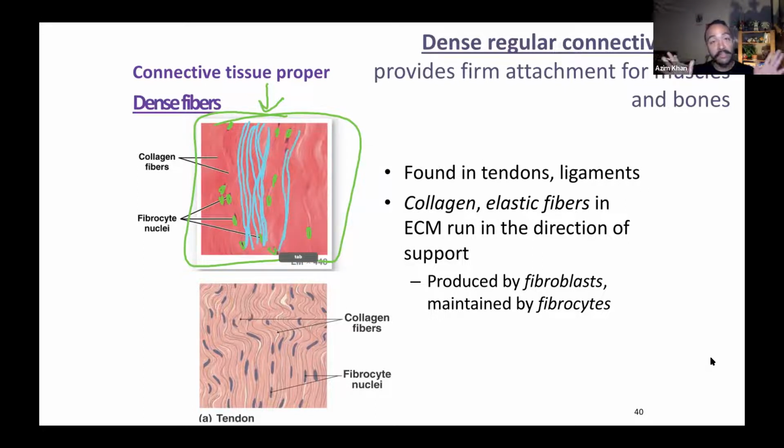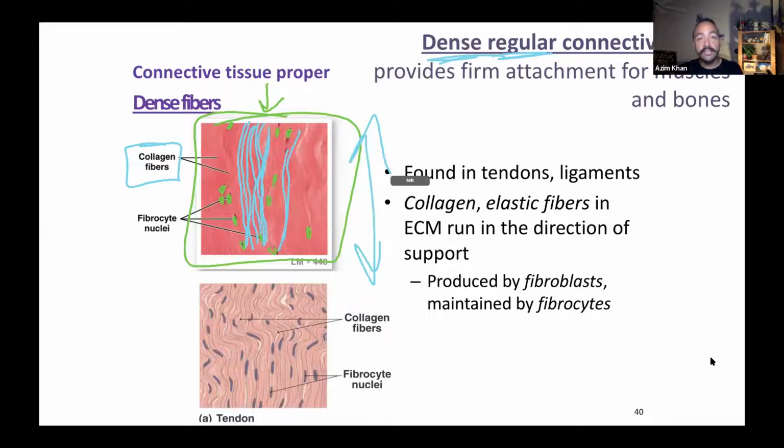Super, super dense, packed together. What you'll notice is that these fibers are collagen fibers. These fibers are packed together and they all go in the same direction. Since they all go in the same direction, the word we give is regular, and it's dense. So the full name is dense regular connective tissue. Since all the fibers are in the same direction, it provides really firm attachment. It's really strong in that direction. Dense regular connective tissue is really strong in that direction.